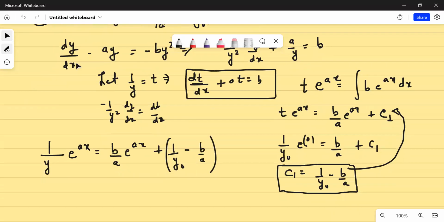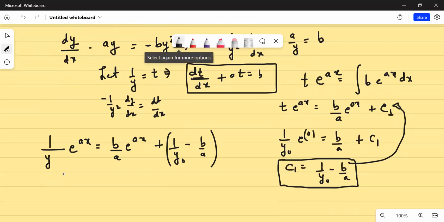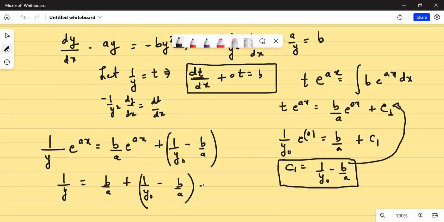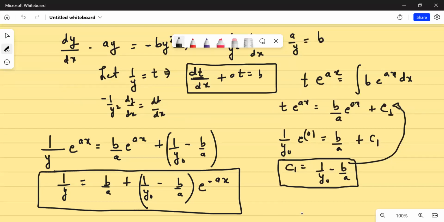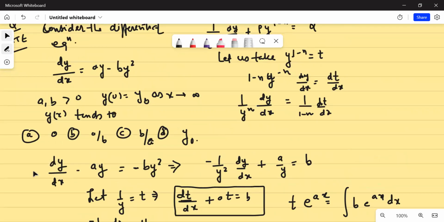And if I write it in a better form, 1 upon y will be b by a plus 1 upon y0 minus b upon a, whole multiplied by e to the power minus ax. Now it was given already that a and b are positive constants. It was given that a and b are positive constants. Already it has been given there. See, here it is.